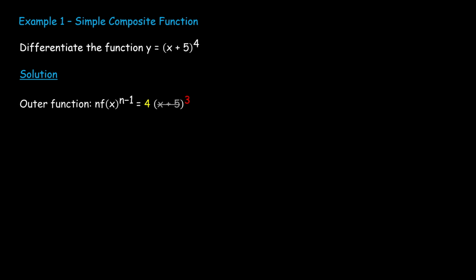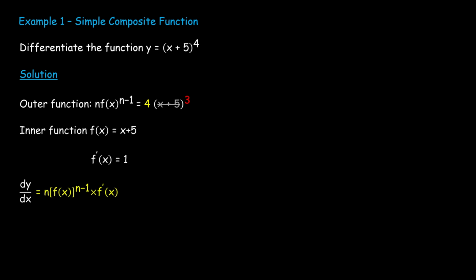Now we differentiate the inner function, which is x plus 5. Definitely our derivative will just be 1. So when we multiply them, we're just going to have dy by dx, which is 4 times (x plus 5) all to the power 3.